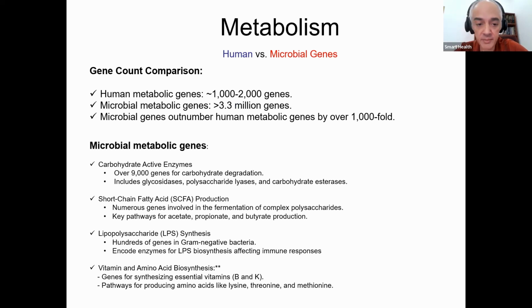On the other hand, in microbial metabolic genes, we have over 9,000 genes for carbohydrate degradation. They produce health-promoting substances such as short-chain fatty acids and are involved in the fermentation of these polysaccharides to produce the short-chain fatty acids, which we call SCFA. Acetate, propionate, and butyrate are examples. There is lipopolysaccharide synthesis, which has an implication in immune responses, and as we said, vitamin and amino acid biosynthesis.